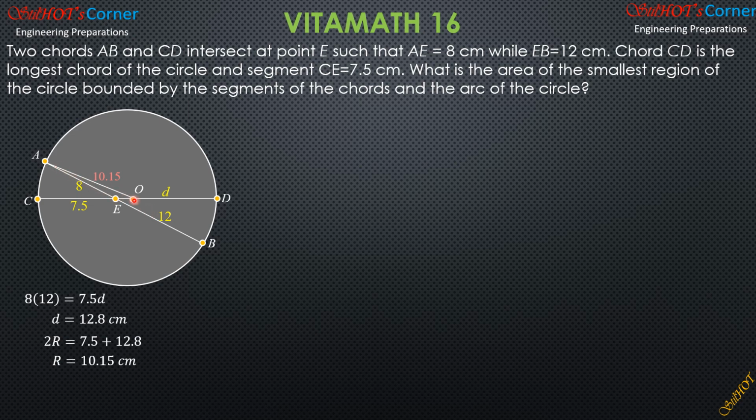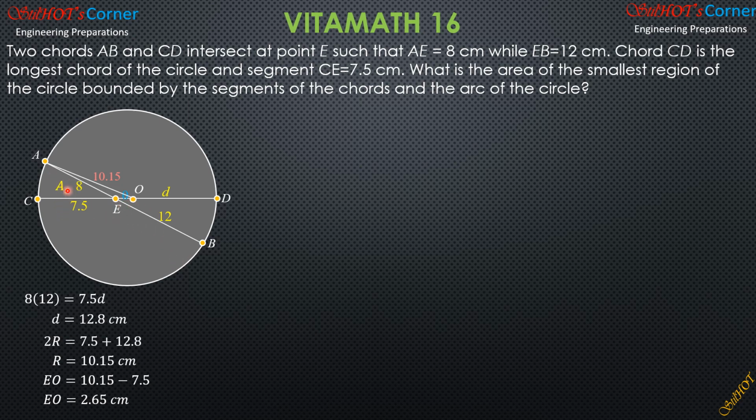And we have a very narrow triangle. The angle, we will call that theta, and the distance EO is equal to radius minus 7.5. So let's call the angle also of AOC as theta. So EO equals 10.15 minus 7.5, so EO is 2.65 cm. So that in this triangle OAE, we can compute theta by cosine law. Opposite of theta is 8, the other adjacent sides are 10.15, the radius, and EO 2.65. So by cosine law, 8 squared equals 10.15 squared plus 2.65 squared.